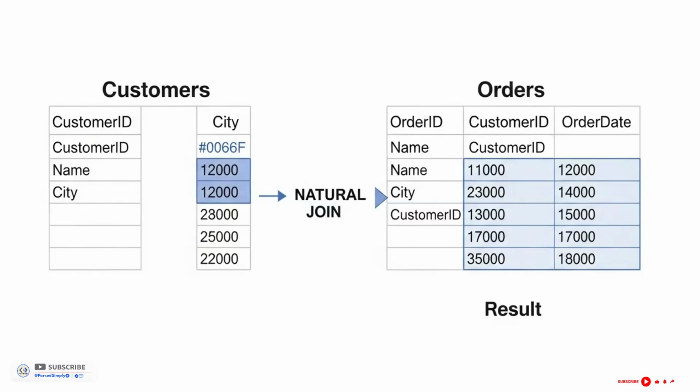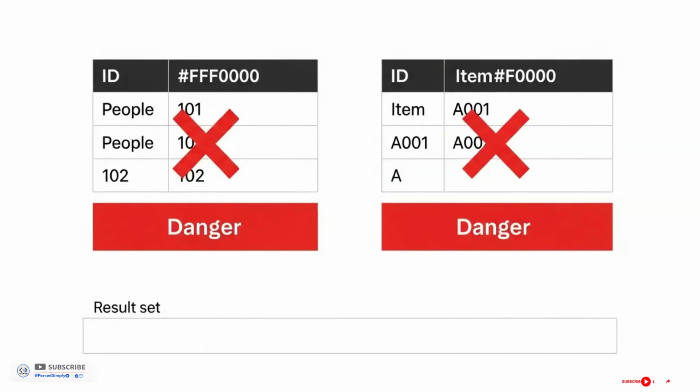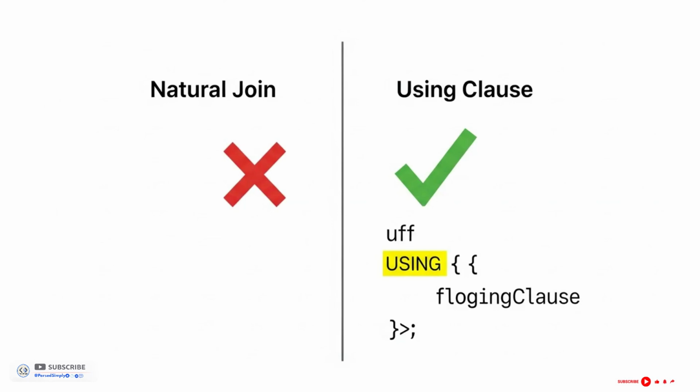A natural join is a syntax shortcut that automatically joins tables based on every column name they share in common, removing the need for an explicit ON clause. Be cautious. Natural joins are risky in production. If both tables contain a generic column like ID or created_at, the join will fail by trying to match those unrelated values. To avoid the risks of natural joins while keeping syntax clean, SQL provides the USING clause.